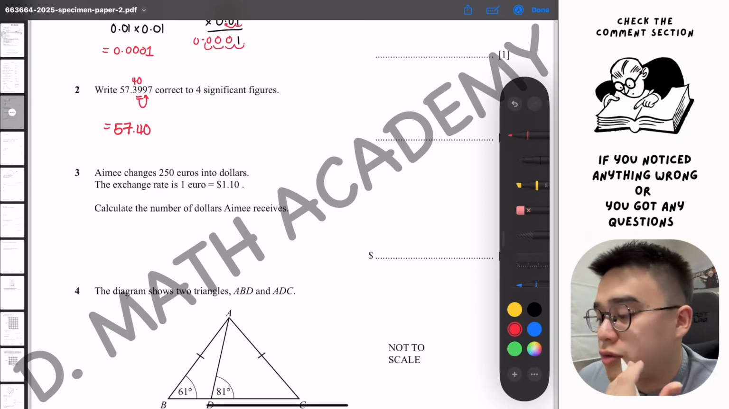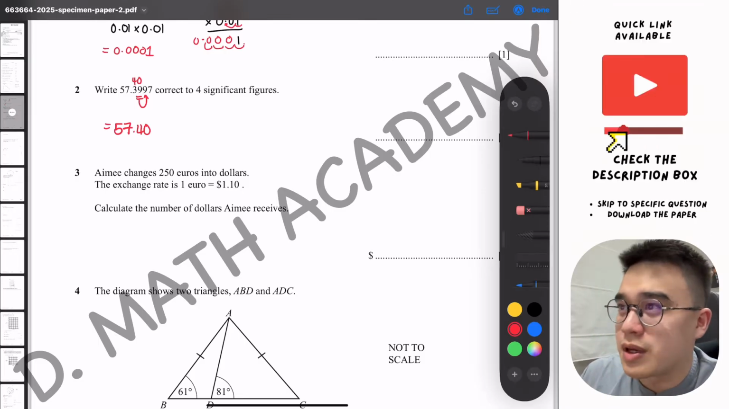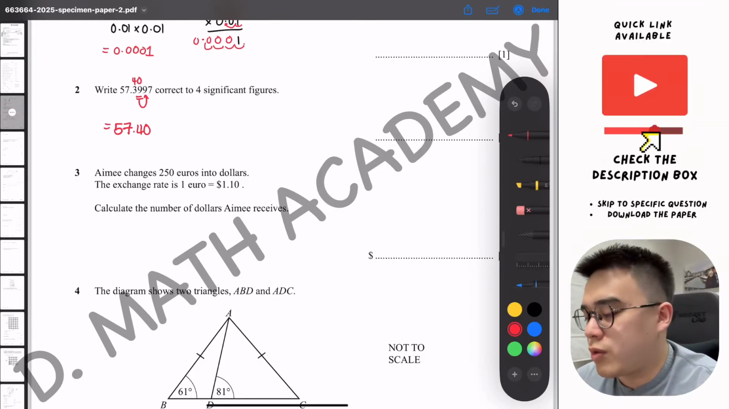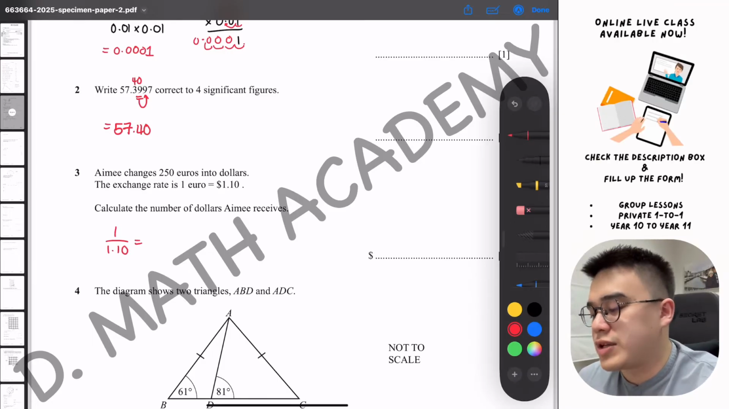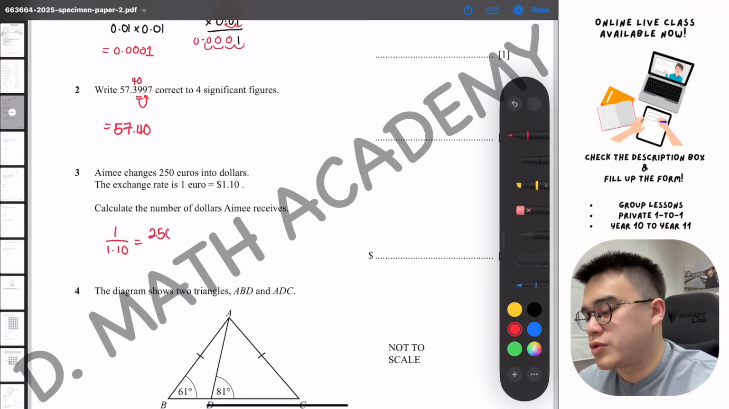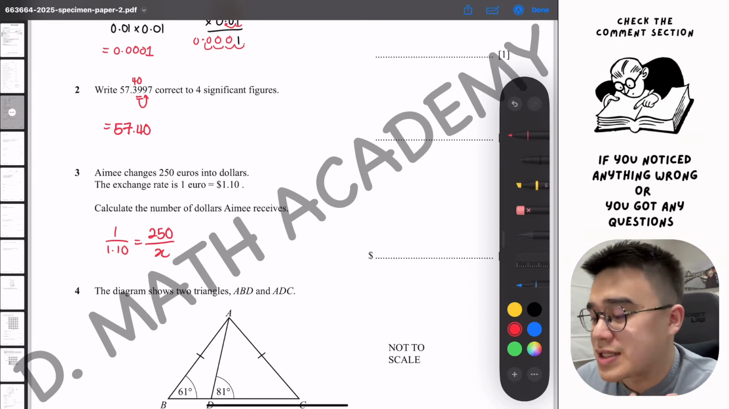So I figured out to use the mathematically similar method where you have €1 equals 1.1, and since they gave us exactly how many euros we have, the number of dollars, you can just assign it as X.